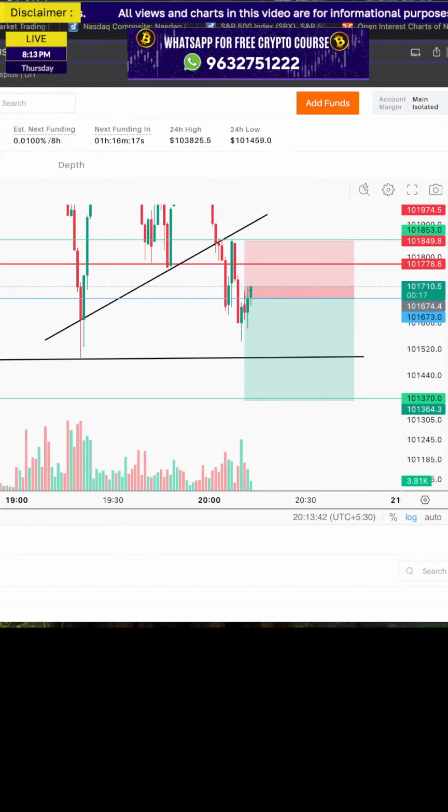Pullback, slight correction. Here, as long as small candles like this form, it doesn't matter. One strong red candle will break that off. So that should not be an issue for us.